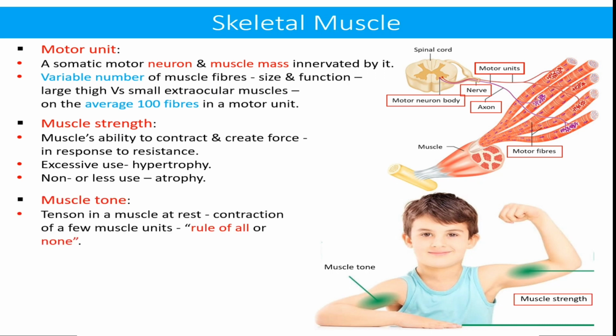Number three, muscle tone. It is the tension in a muscle at rest. It is due to contraction of a few motor units at the time of rest. Muscle fibers follow the rule of all or none. That is, a muscle fiber is either in a contracted state or it is in a relaxed state.